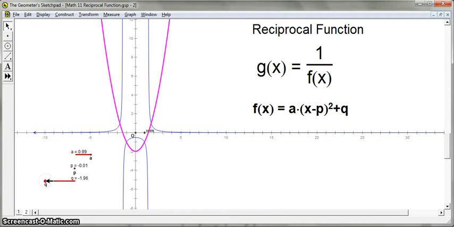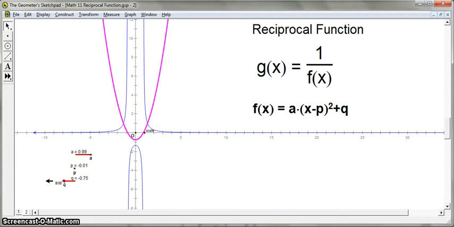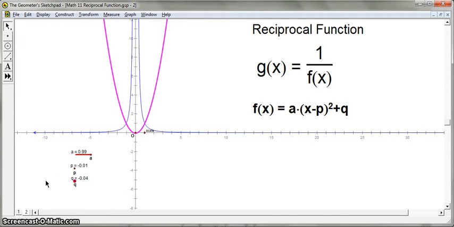So how does that graph look like? y = x² looks like this, okay? So the pink graph is my quadratic. My blue will be my reciprocal of that. Wow, this is how it looks like.